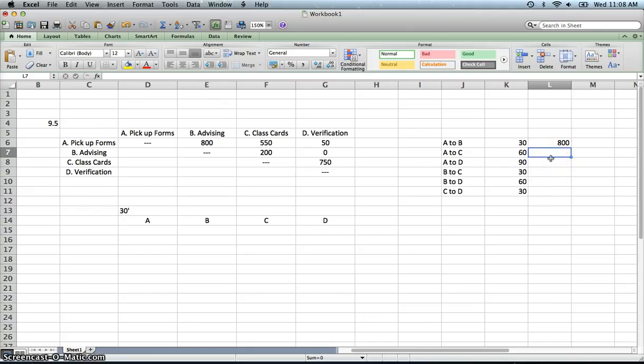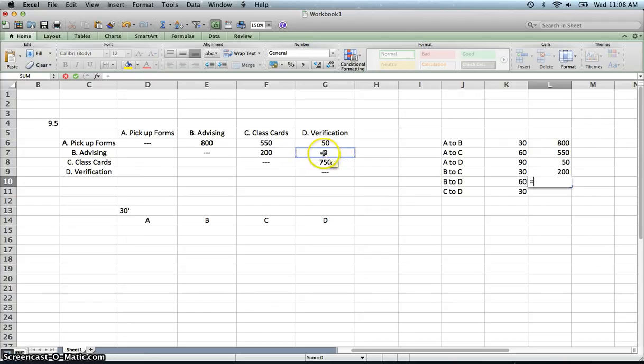We have the A to C, which is then 550, and the A to D is then 50 there. This is then the B to C. There's 200 forms of activity. We will put this in here.